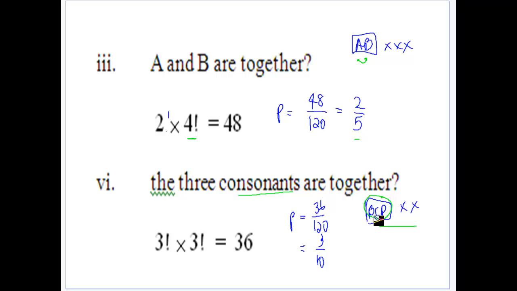So you can have BCD or DCB, so that can be considered 3 factorial ways because they can be organised 3 factorial ways. So 3 factorial times the 3 factorial, that can occur 36 ways. So we can get B, C and D together. So as a probability, 36 on 120, or 3 on 10.